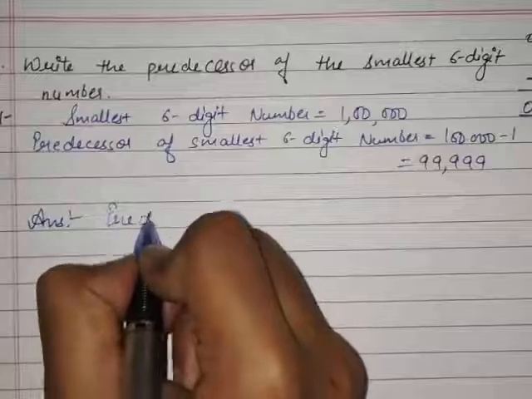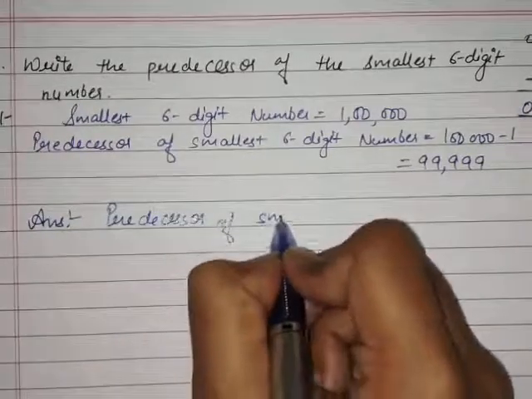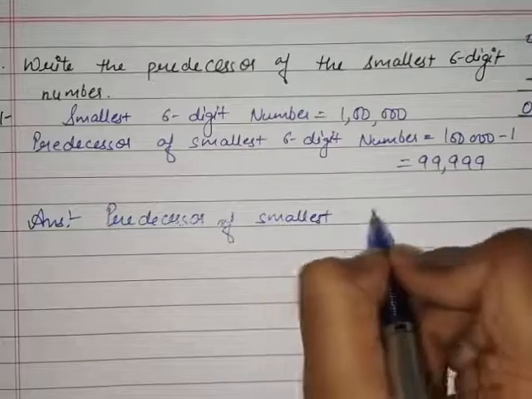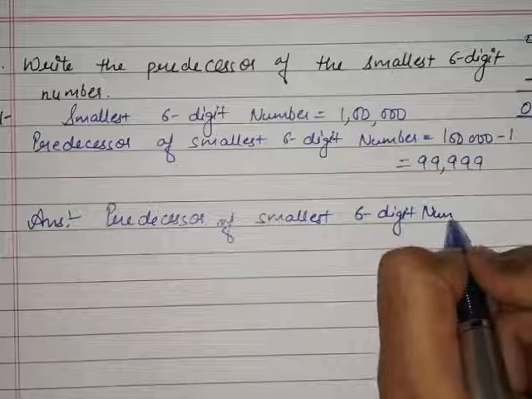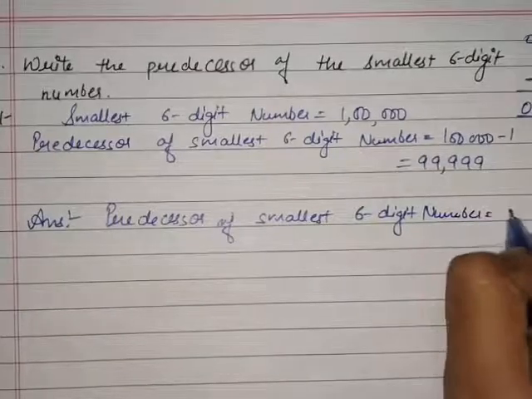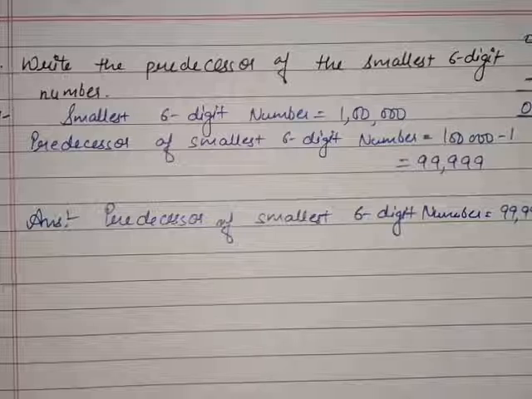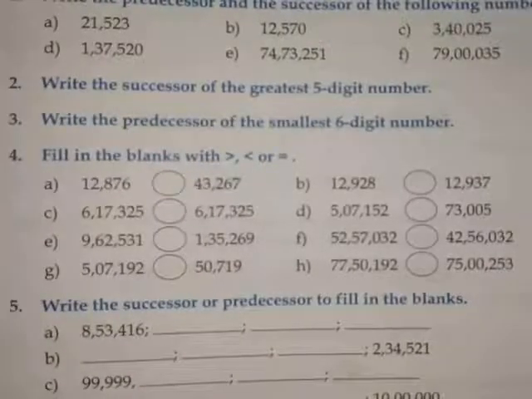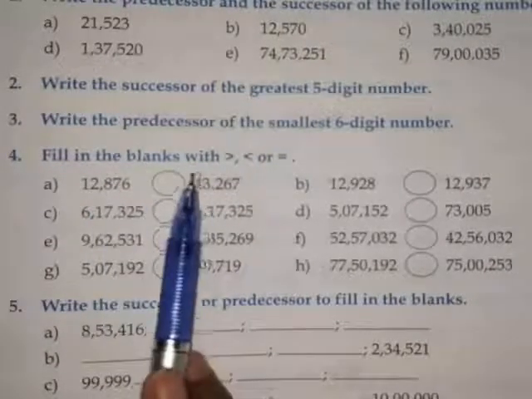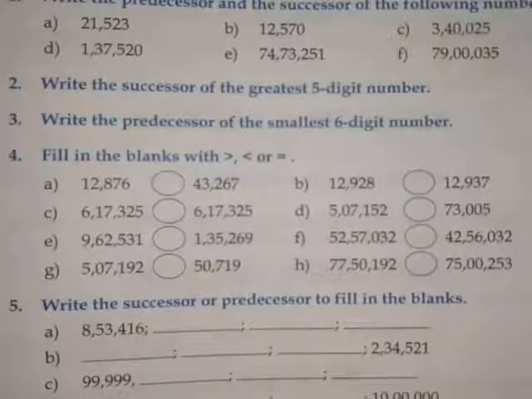Predecessor of smallest 6-digit number equals 99,999. Got it? Completed. Now what is our fourth question given? The fourth question is: fill in the blanks. What is given? Fill in the blanks with less than, greater than, or equal to sign.